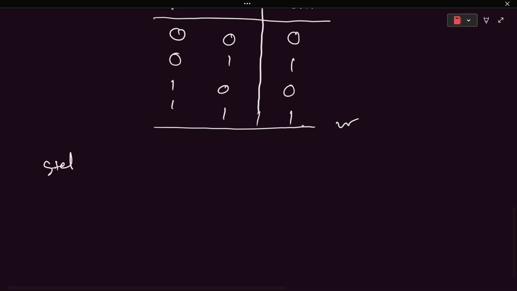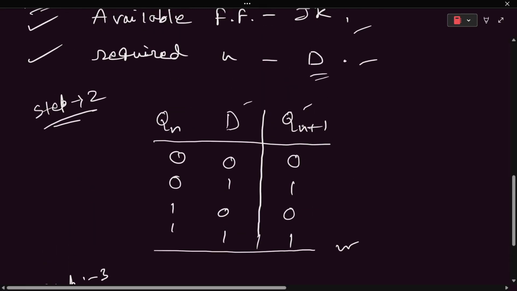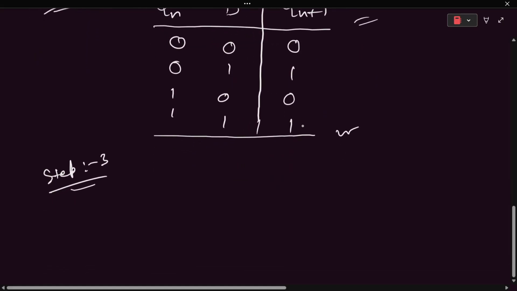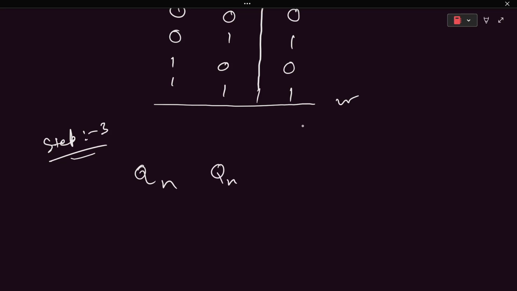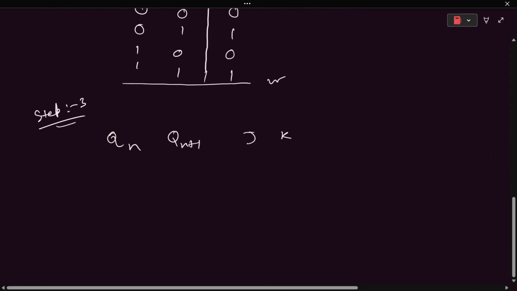So what is step 3 then? Step 3 is where, for the flip-flop, we draw the characteristics table. In step 3, we will write or build the excitation table for the flip-flop that is available to us. So what flip-flop is available? We have the JK flip-flop. So let's write down the next state and the inputs, and this is nothing but the excitation table in case of the JK flip-flop.